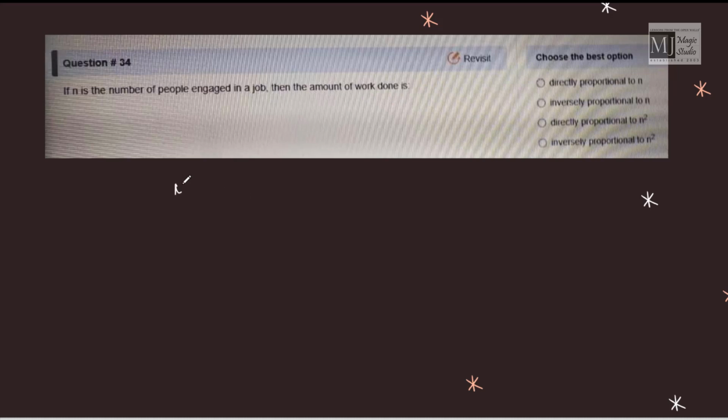If N is the number of people engaged in the job, then the amount of work done is? The number of men and work done are directly proportional to each other. We know that M is proportional to W. If we increase the number of men, work done will also increase. M by W is constant. Directly proportional to N. Option A.